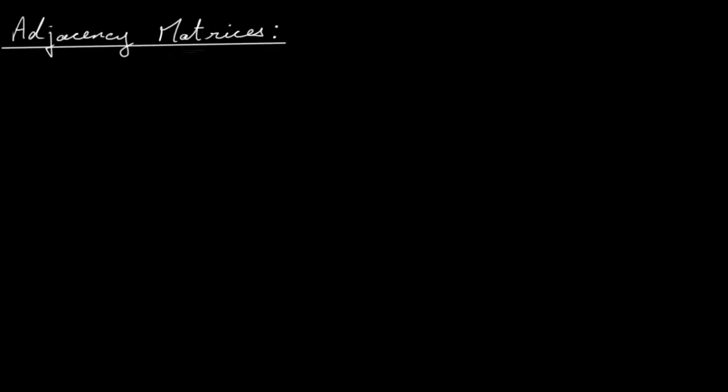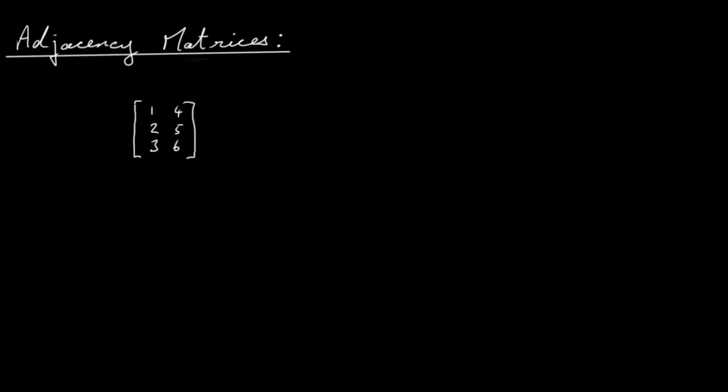Okay, so in this video I'm going to have a look at adjacency matrices. A matrix is just an array of numbers in rectangular form. For example, we could have a matrix looking like this. Let's say 1, 2, 3, 4, 5, 6. So we have this rectangular array of numbers, usually enclosed in two square brackets.